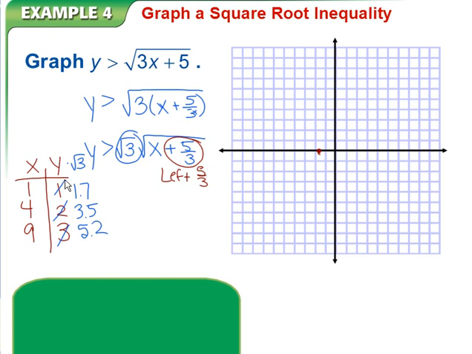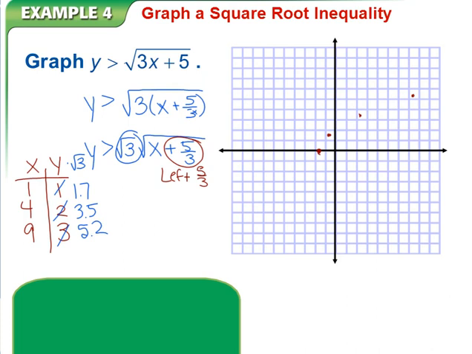So now to plot these points, I go over 1, up 1.7. Now this will not be hitting any of the crossbars. Now go over 4, and up 3.5, and over 9, up 5.2. And there's our graph. Oh, unfortunately I drew a solid line. I shouldn't have. Let me get rid of that. I should have gone 9 and 5.2.